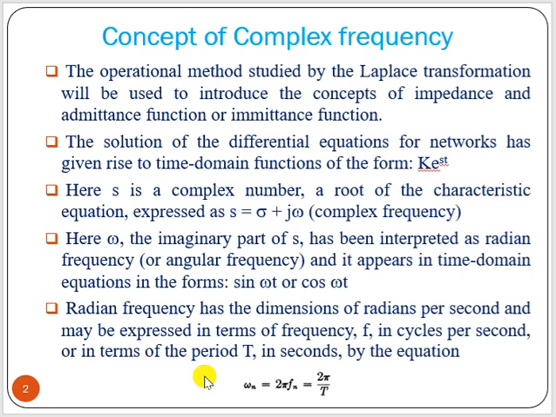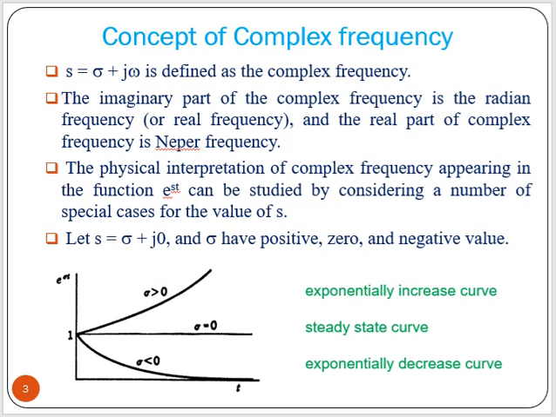Now this omega has units of radians per second and may be expressed in terms of frequency. Omega is nothing but 2 pi f, or you can write 2 pi by T, if T is the period. Now this s equal to sigma plus j omega is defined as the complex frequency, and this sigma is known as the Neper frequency, that is the real part of the complex frequency, and the imaginary part of the complex frequency is the radian frequency.